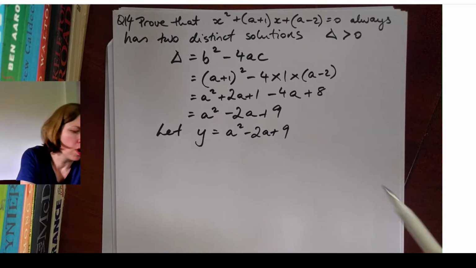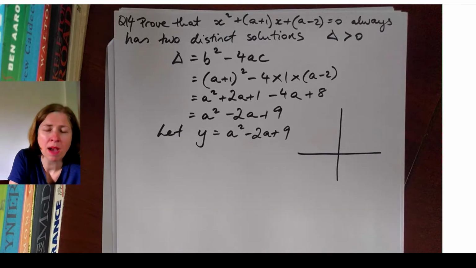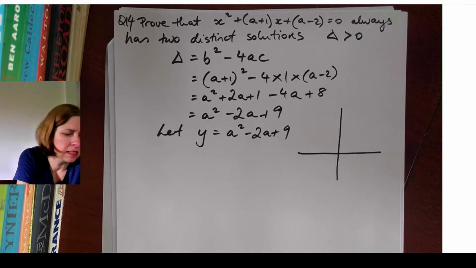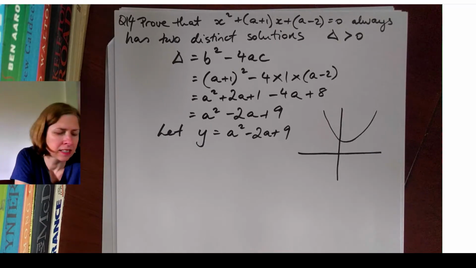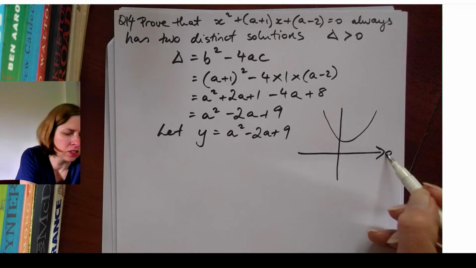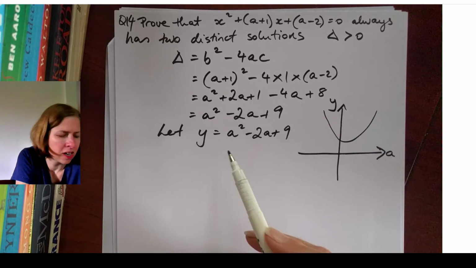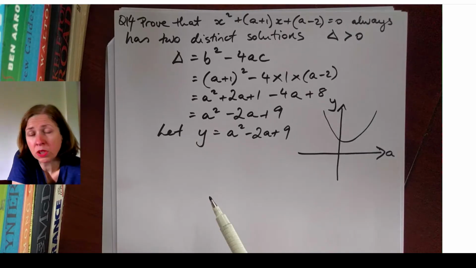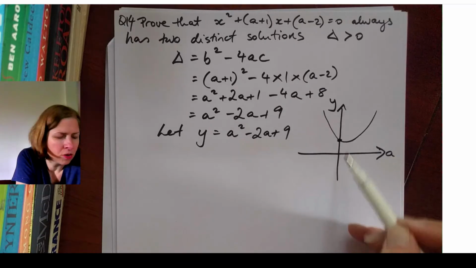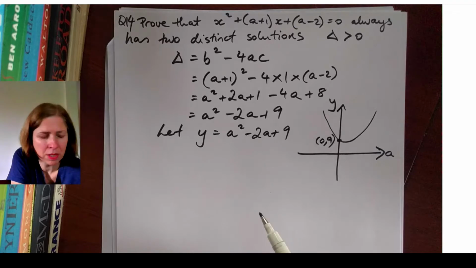So what I'm thinking is I need this to look like a parabola. I don't know where it is, but I need it to be always above the x-axis. Sorry, the a-axis, I should say. I'm graphing a against y. The fact that I've got a variable of a here doesn't change the fact that I can sketch what this looks like. I can find that when a is 0, I'm going to have 9 here. I don't need to know that, but it's information.